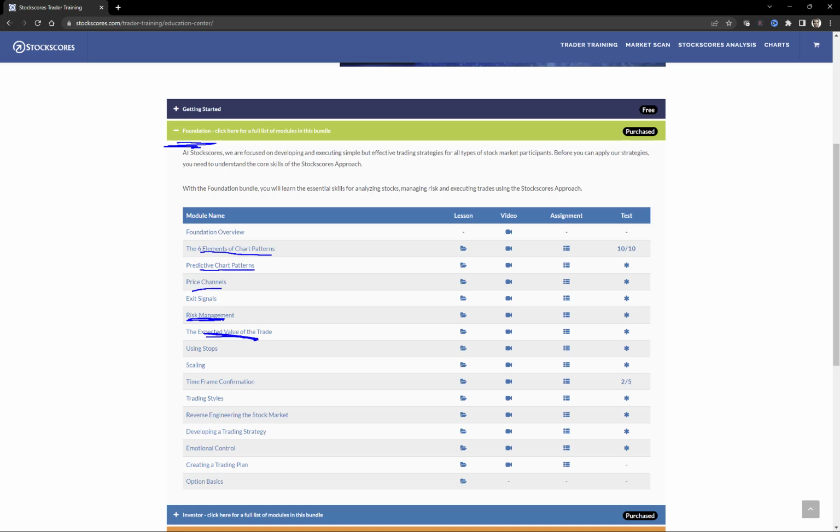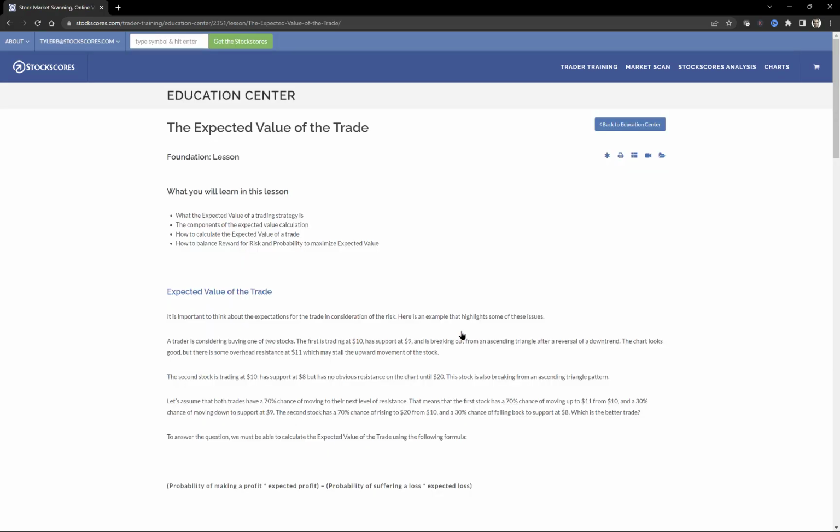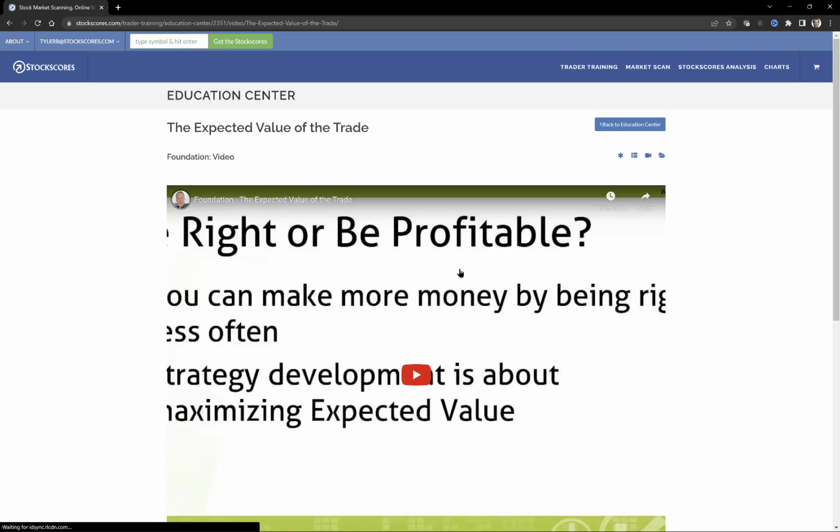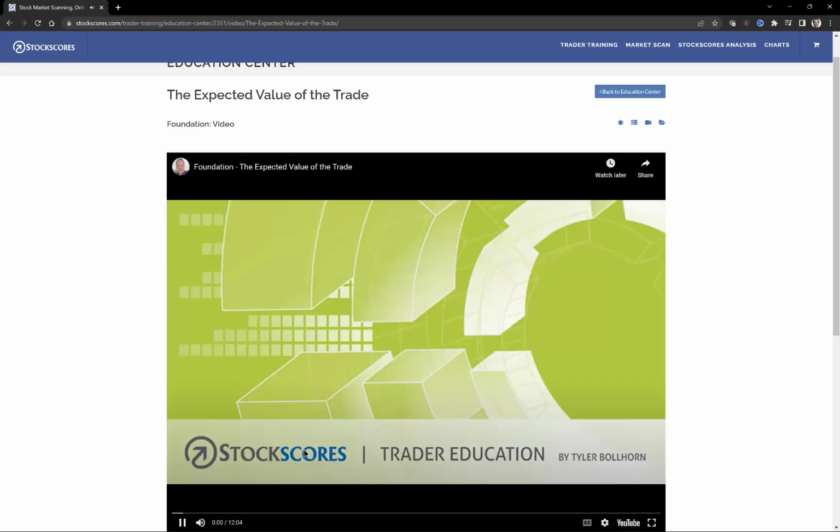The expected value of the trade. That's probably not something most people are aware of. We've maybe heard of chart pattern reading, but what is the expected value of the trade? Well, there's a written lesson. If I click on this little folder, it'll bring up the written component that explains the concept. And then there's a video done by me, which teaches the rules around that concept and the concept itself.